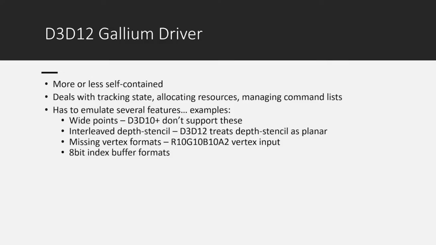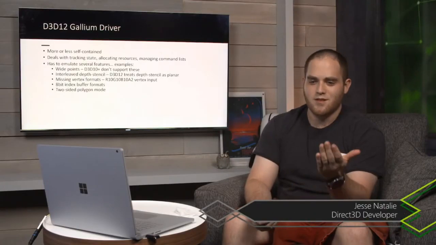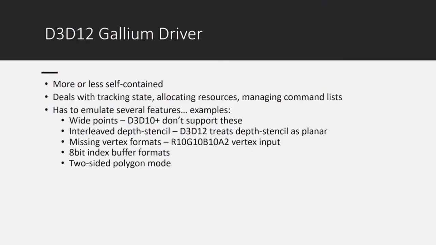GL has the ability to support 8-bit index buffers. D3D only supports 16 and 32-bit. GL has the ability to do two-sided polygon rendering where the fill modes are actually different for both sides. So you can do, for example, wireframe on one side and solid filled on the other. I'm not sure exactly why you'd need to do this, but it's supported. So we had to emulate that.